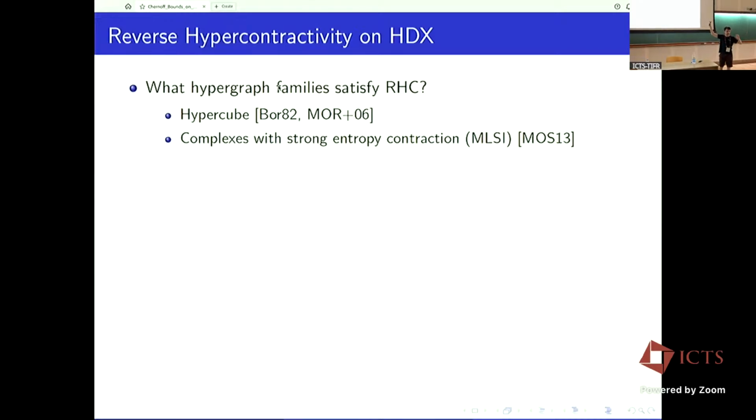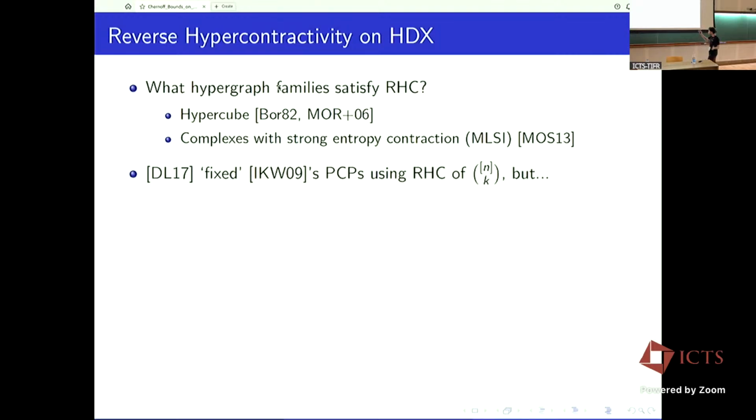If you had nice local entropy contraction behavior, you'll get this type of bound. As far as I know, these are the only systems that reverse hypercontractivity is known for. It's an extremely restrictive property. And using it, Dinur and Weizmann were able to fix these original PCPs of IKW and get to optimal soundness by essentially setting I to be K over 2 and using reverse hypercontractivity instead.